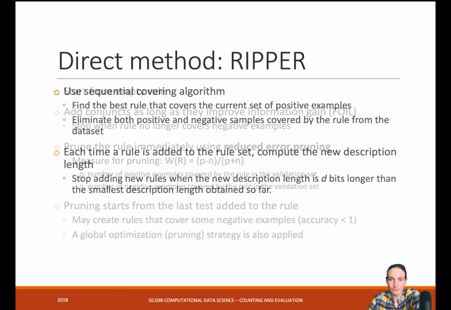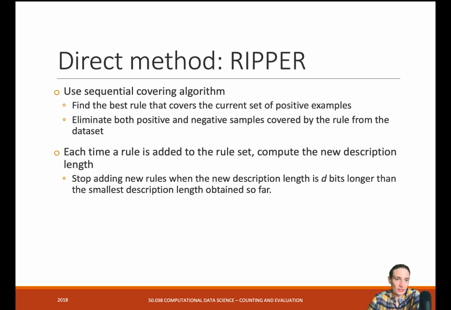All right. So we use a sequential covering algorithm. That means we start from our whole set of positive examples for which we need to learn a rule. When we have a rule, we eliminate both the positive and negative samples covered by this rule from the dataset, and we continue with a smaller dataset. Each time we add a rule to the set, we remove the covered instances from our dataset. So our dataset becomes smaller and smaller, and thus it becomes easier to learn rules.